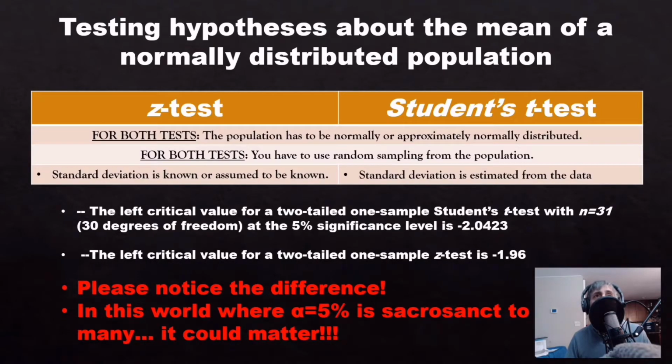Now, the left critical value for a two-tailed one-sample student's t-test with n equals 31, which is 30 degrees of freedom, at the 5% significance level is negative 2.0423. The left critical value for a two-tailed one-sample z-test is negative 1.96, and you might be familiar with that number. Please notice the difference. In this world where alpha equals 5% is sacrosanct to so many, it could matter.